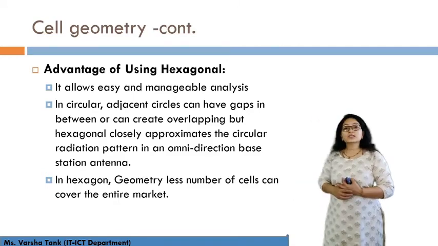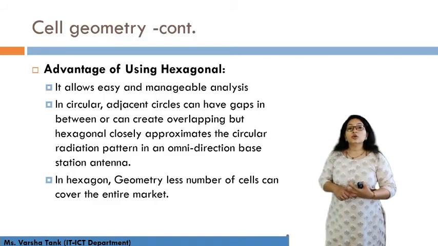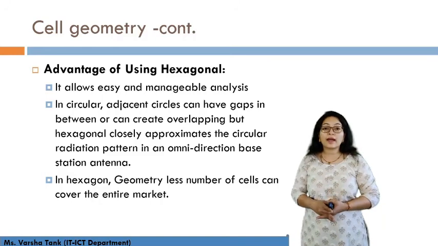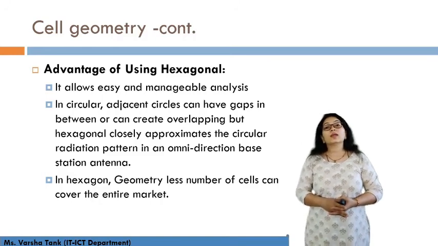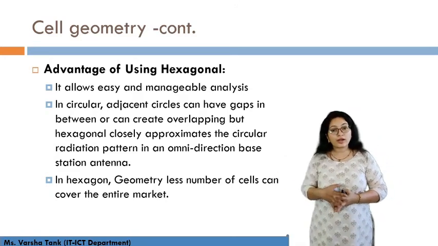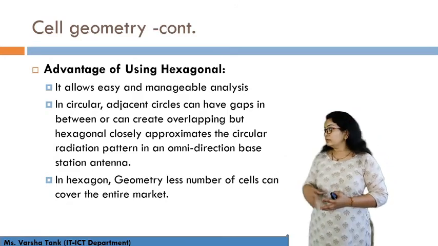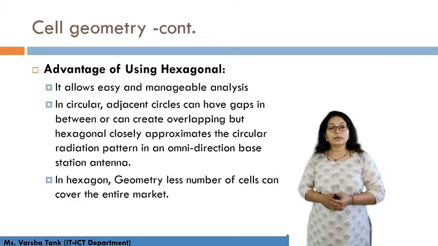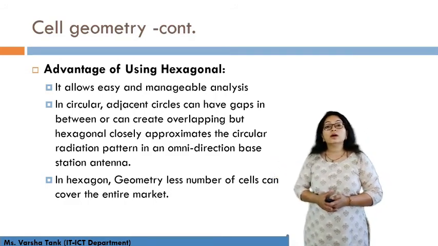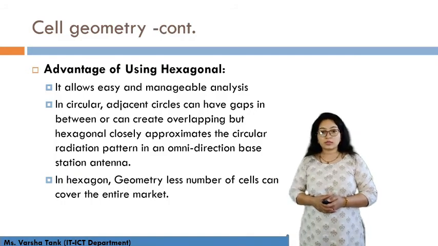The next is what? In hexagon geometry, a smaller number of cells can cover the entire market. So we require fewer cells compared to circle, square and triangular. Because of these advantages, we are using the cell geometry as a hexagonal shape.